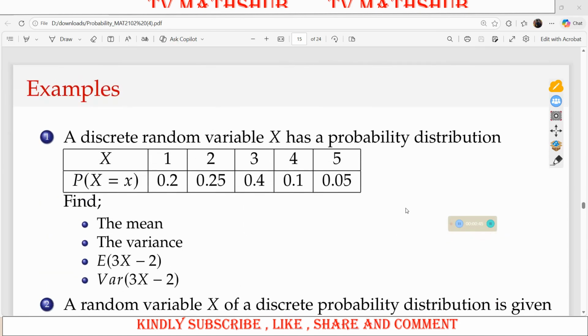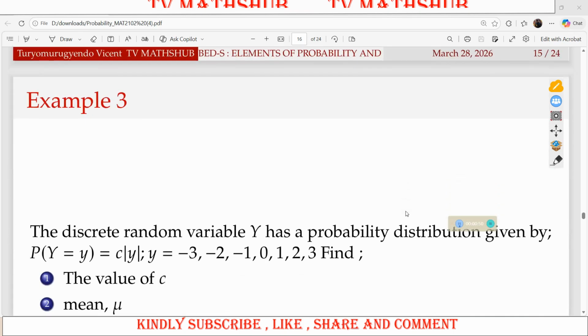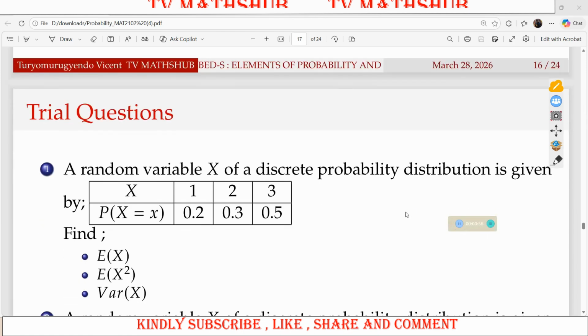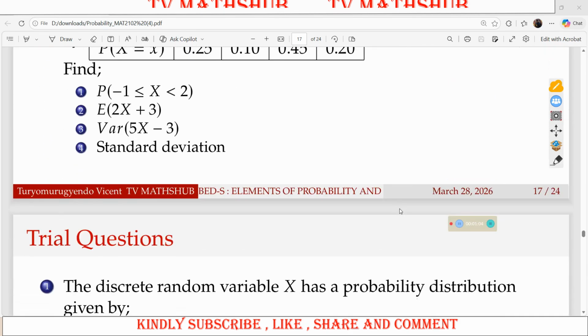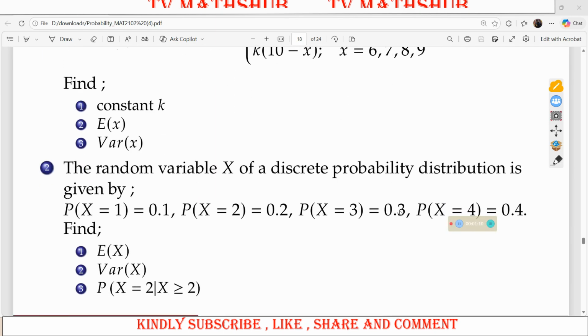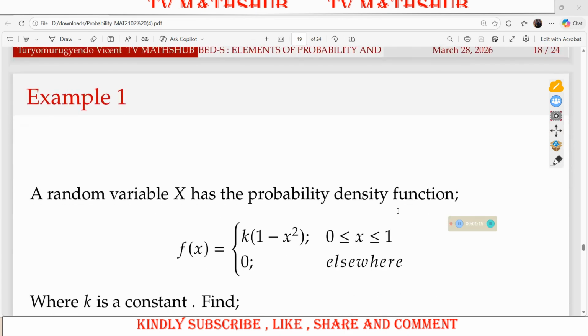So we looked at different examples, and I left you with some trial questions. Here were some of the questions that were left behind for you to try, and I believe these questions were not complicated for any one of you. So we shall look at some examples to deal with continuous random variables. We shall begin by looking at example number 1.